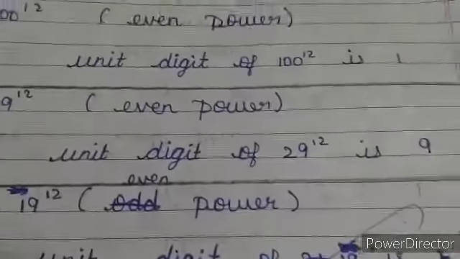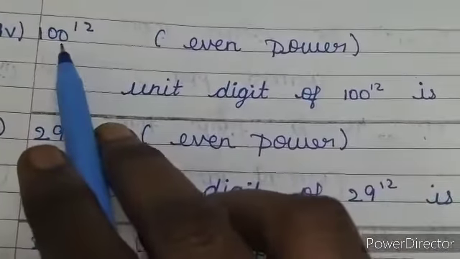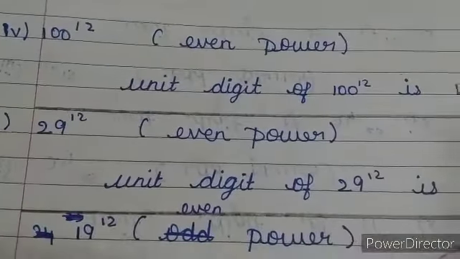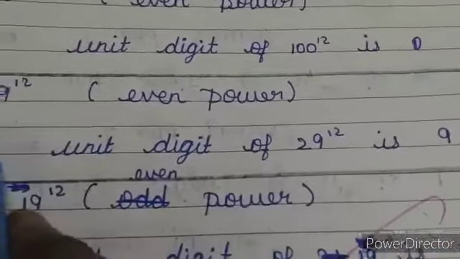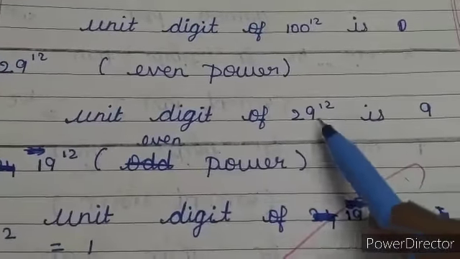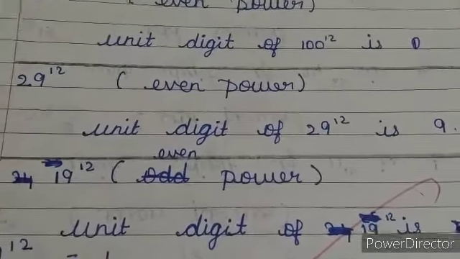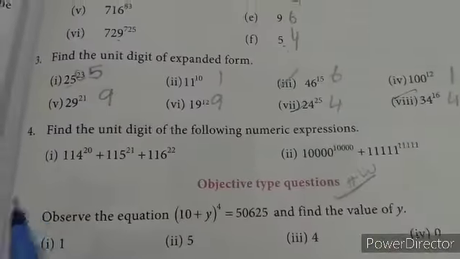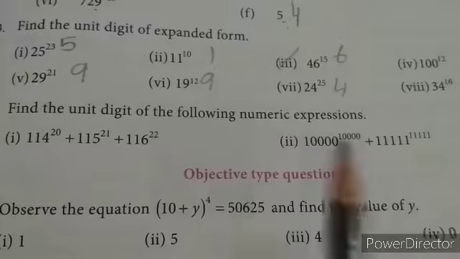Yes, coming to the next sum, 100 power 12. 12 is an even power. Now the base ends with 0 and it is an even power. Unit digit of 100 power 12 is 0. Now 29 power 12, it is an even power. So unit digit of 29 power 12 is 9. Yes, you can try the next two sums as homework. Let's move to question number 4. Find the unit digit of the following numeric expression.